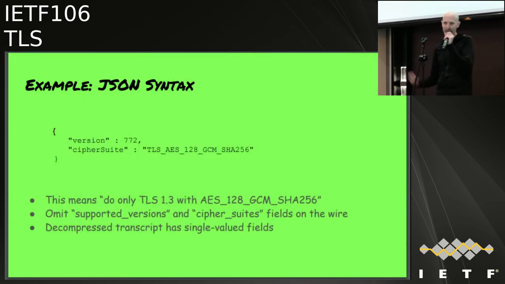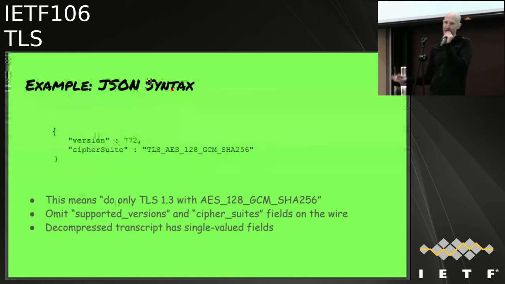Specializations themselves are basically defined in JSON. So here's a simple specialization. This says do only TLS 1.3 and only this cipher suite. When you do this, you just don't put those things on the wire. They don't appear, so you save yourself, I don't know, maybe 8 octets. And when you decompress the transcript, you have only the fields as if those are the only things supported. That means you have one version in the supported versions list, in both directions, and one cipher suite in each direction as well.